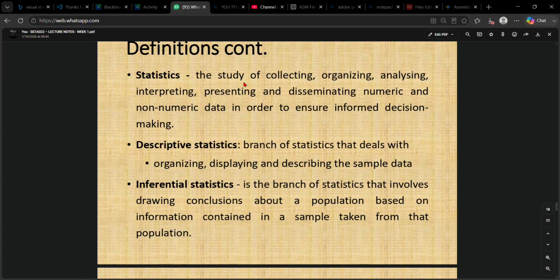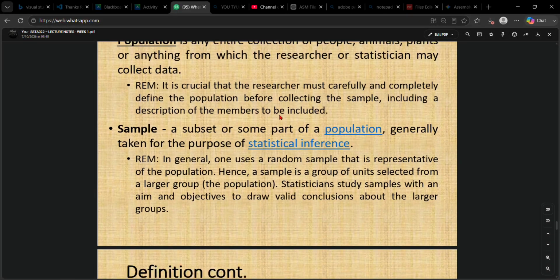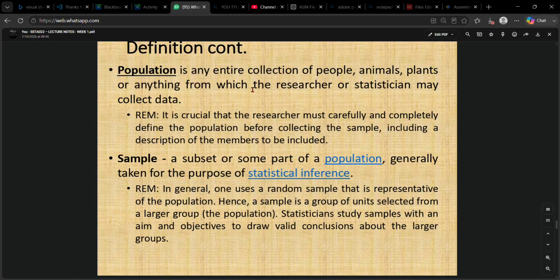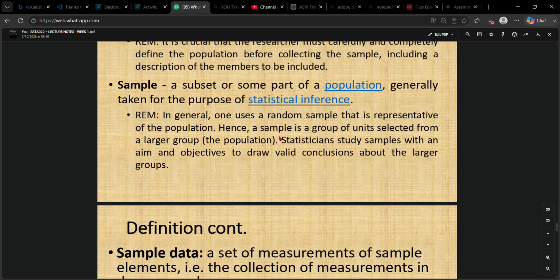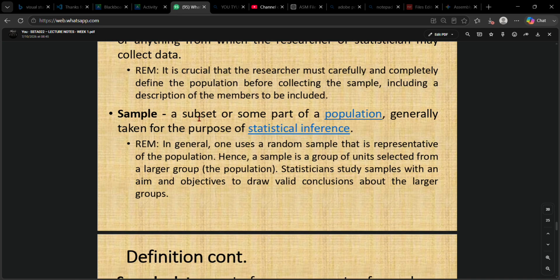Statistics is the study of collecting and analyzing data, as I've explained. Probability is the likelihood of an event happening. Then there is also this one: a population is any entire collection of people or things, and a sample is a subset, a part of a population.